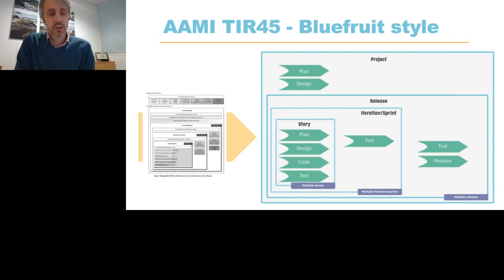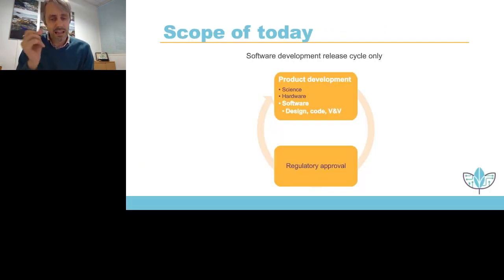Also, just to narrow the scope of the talk today, with my lean hat on, we should be looking at the whole picture. A release cycle includes doing science, hardware design, software design, regulatory submission, approval, all that kind of stuff. But the scope of today is we're going to focus on the software part of that cycle.